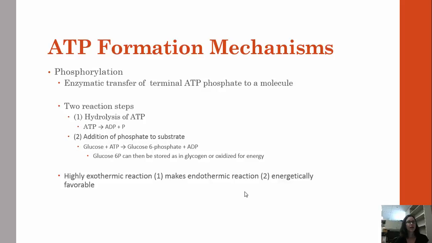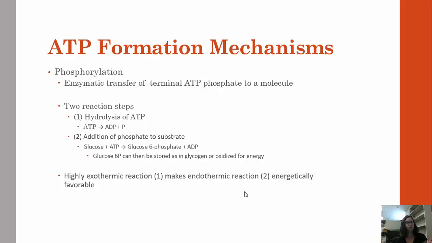And it's a 2-step process. So first we have the hydrolysis of ATP to ADP plus P, and then we have the addition of the phosphate onto a substrate. So one example that's very relevant in our field is phosphorylation with glucose. Enzymatic phosphorylation of glucose by ATP is the first reaction that glucose undergoes when it enters the cell.